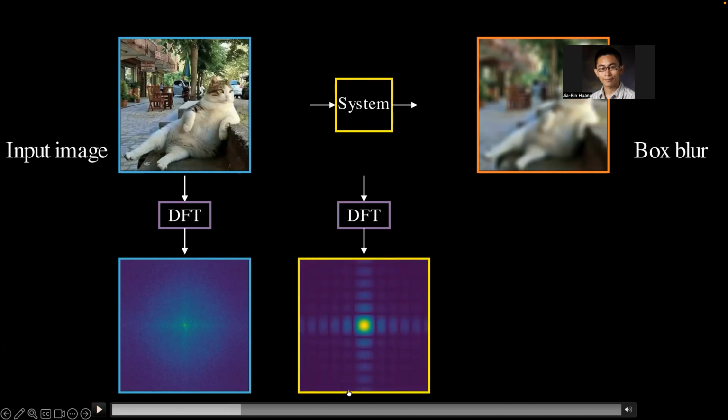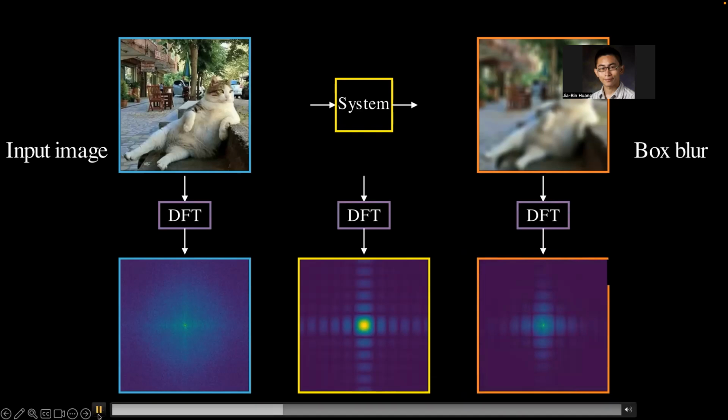So what happens here? You can see the output of the box filter looks like this. The Fourier transform of the filter output is the same as the multiplication of this guy times this guy, pixel-wise, element-wise multiplication, right? So you can think about the box filter.